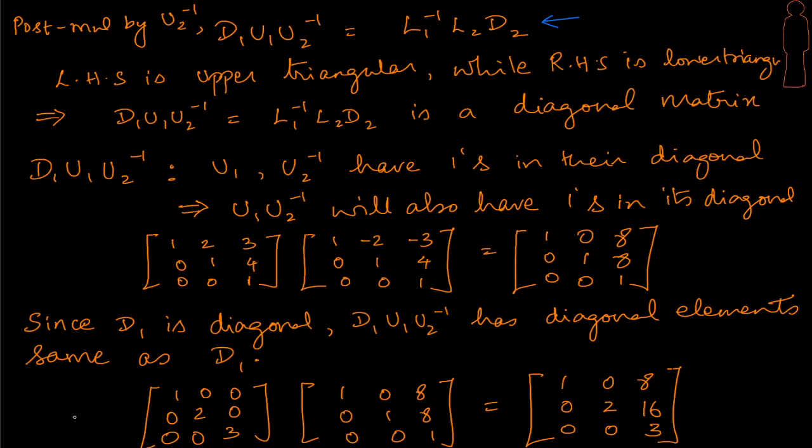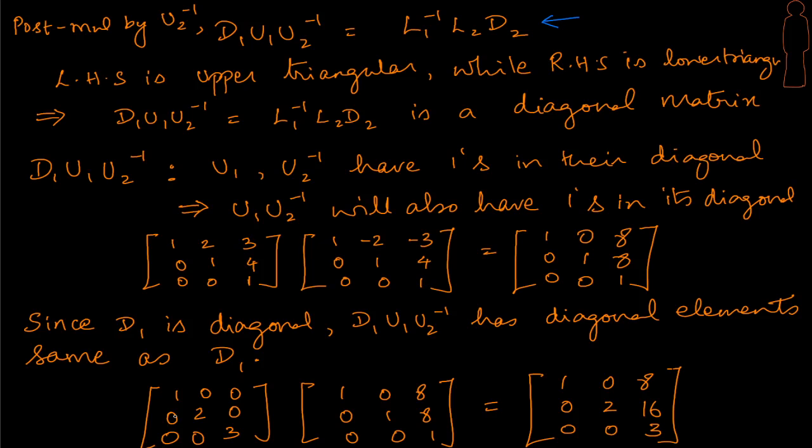Another example to show that: I have a diagonal matrix having 1 2 3, and some other upper triangular matrix, but the important property is that it has ones in its diagonal, and you see the interesting property is 1 2 3 appears on its diagonal. Similarly, using the column view of multiplication, we can easily argue that we will definitely get only the diagonal elements from the first matrix here, and this is a very interesting result that we have. D1 U1 U2 inverse is a diagonal matrix, and it has got the diagonal elements same as D1.